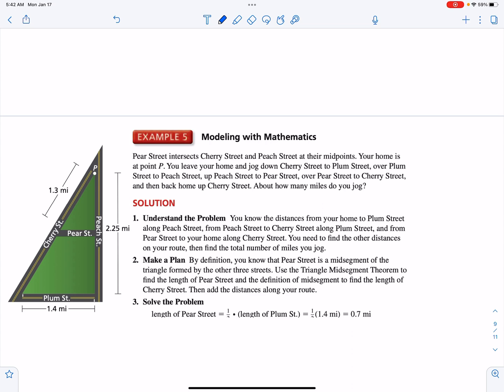Again, when we have some story problems like this in our homework, we just look for things where it tells us what are midsegments. In this one, it says we have midpoints at Peach Street and Cherry Street. So this is the midpoint, this is the midpoint. So these segments are equal. But really what that gives us is that this Peach Street is the midsegment to this little cul-de-sac, and it's going to be half the length of Plum Street, which is 0.7.